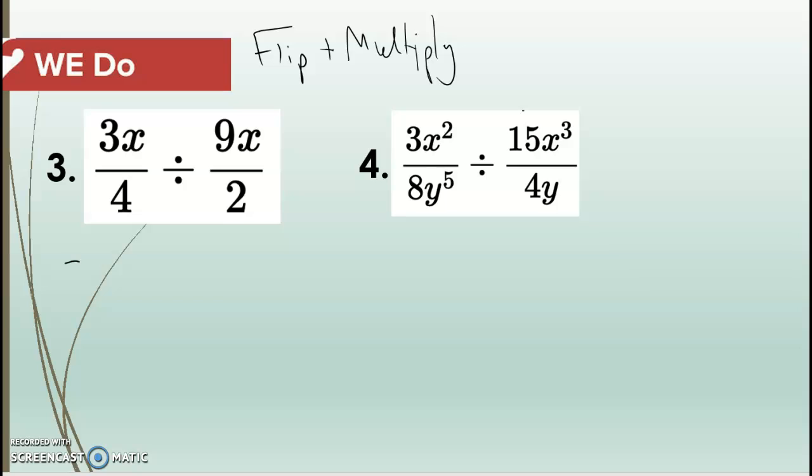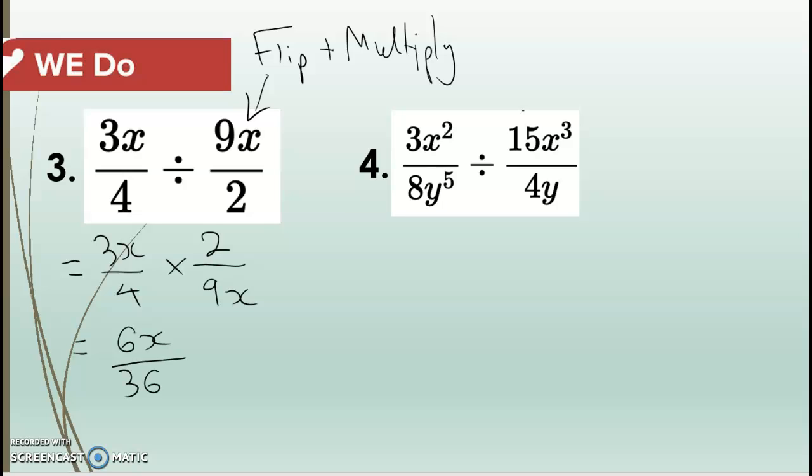So in question 3 here, I'm going to rewrite this as 3x over 4 times by, so it's our multiplication, and we flip, which one? The second one. So it's going to be 2 over 9x. Now follow our previous process. Multiplying the numerators gives me 6x. Multiplying the denominators gives me 36x.